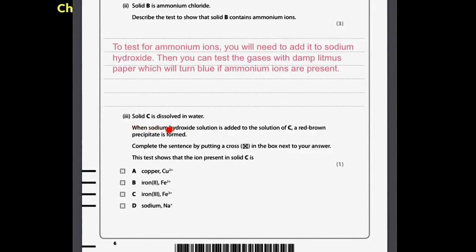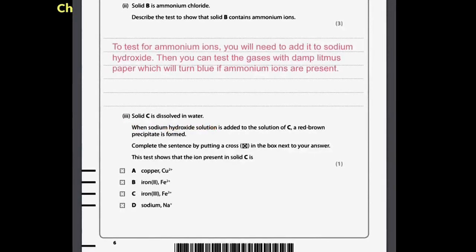Solid C dissolved in water, so we know it's dissolved. So the second part says, when sodium hydroxide solution is added to the solution of C, a red-brown precipitate is formed. So this is what I said before. You have to remember all the tests. So it says, complete the sentence by putting a cross in the box next to your answer. This test shows the ions present in solid C is, now we have to know. And if you had revised, you would know it's ion Fe3, because it's red-brown.